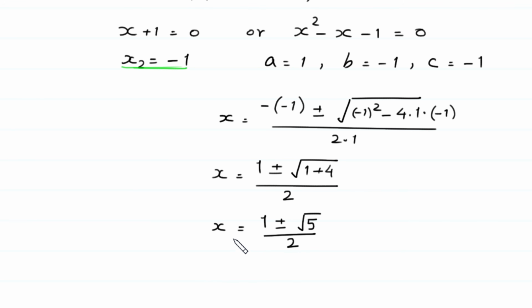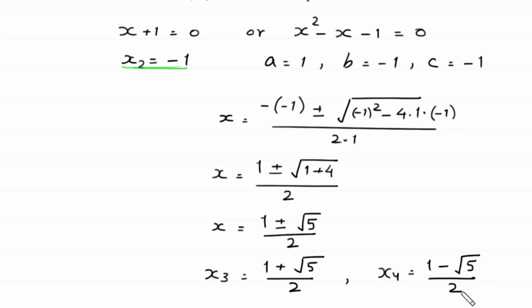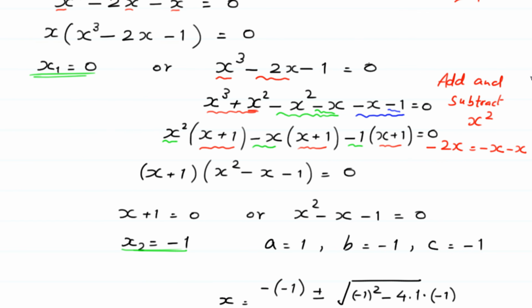So from here we get two values of x. x3 is equal to 1 plus square root of 5 over 2, and x4 is equal to 1 minus square root of 5 over 2, and value of x2 is equal to negative 1, and value of x1 is 0.